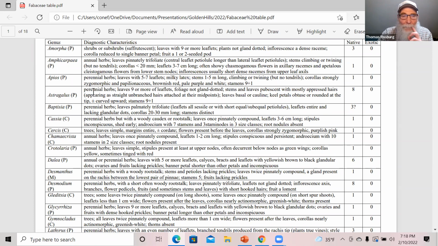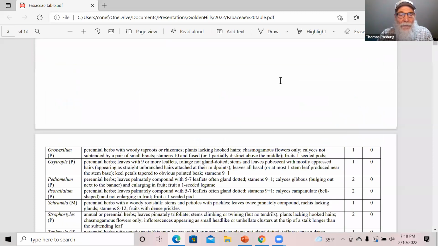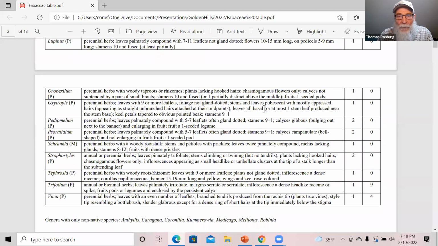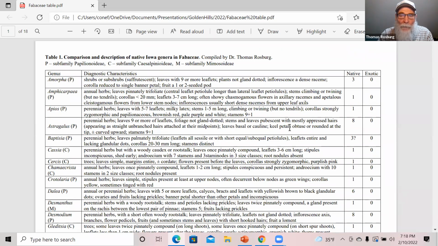The thing that is helpful for recognizing this genus, and especially separating it from Oxytropis, the locoweed, which is going to resemble it somewhat because both of them can have basal leaves, is that Oxytropis has a keel that has the tip of the petals tapered to a pointed beak, a very conspicuous pointed beak. In the Astragalus, as it says here, the keel petals are obtuse or rounded at the tip. They don't have that pointed beak-like look.